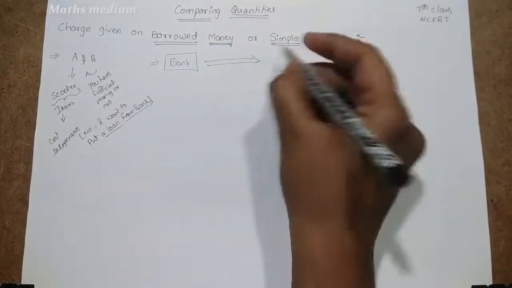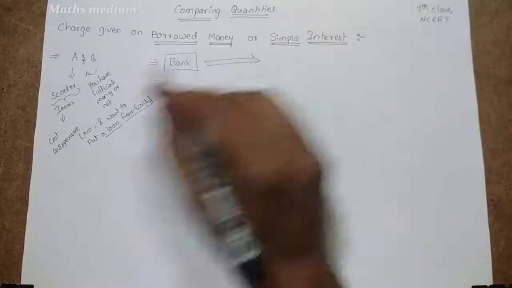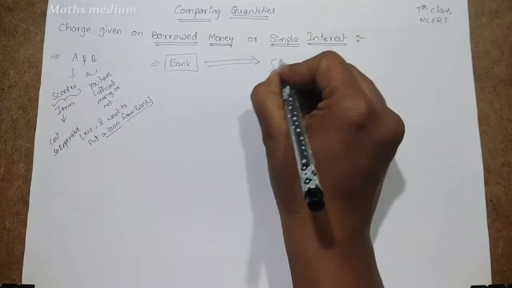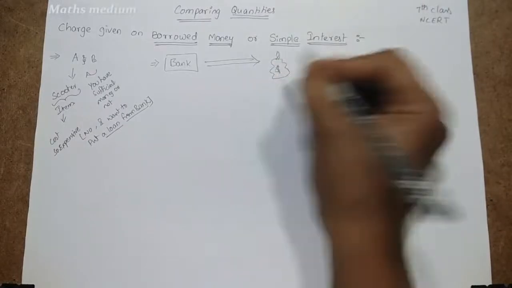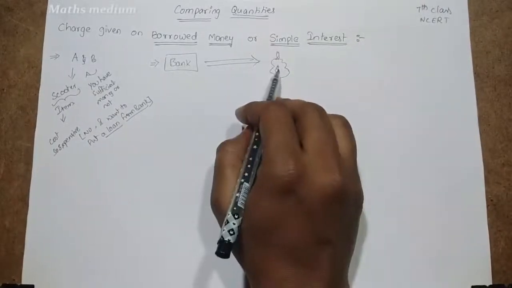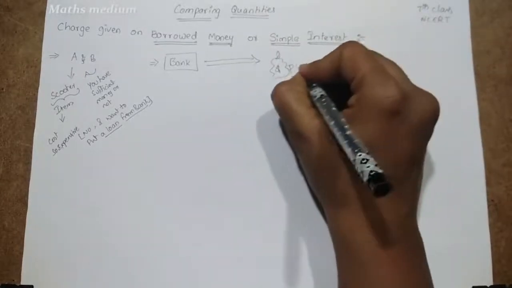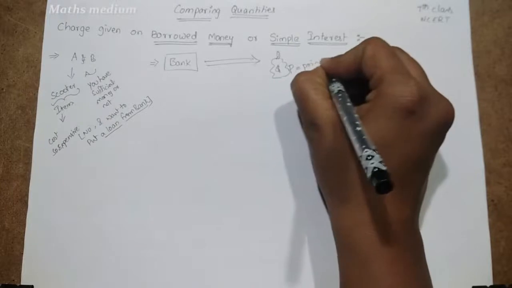You take some money sufficient to buy an item. Let it be the total money you got from the bank. Let it be P. It is called principal.